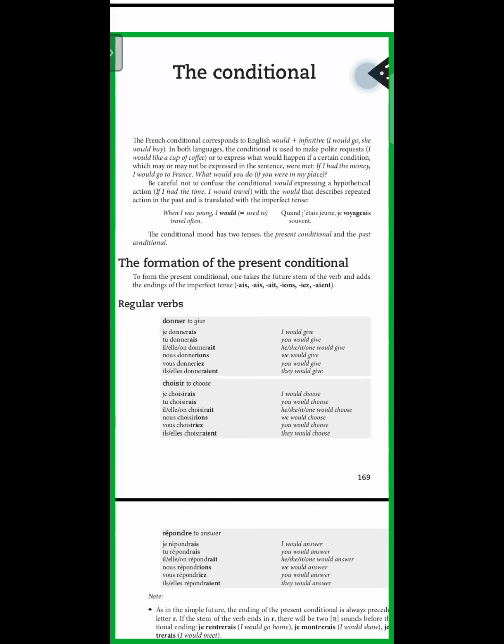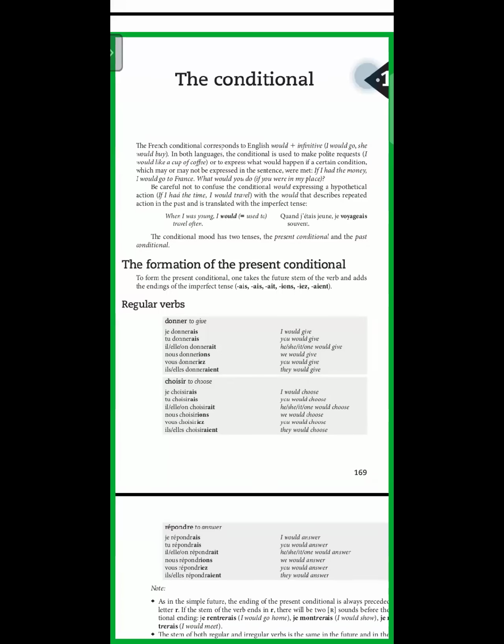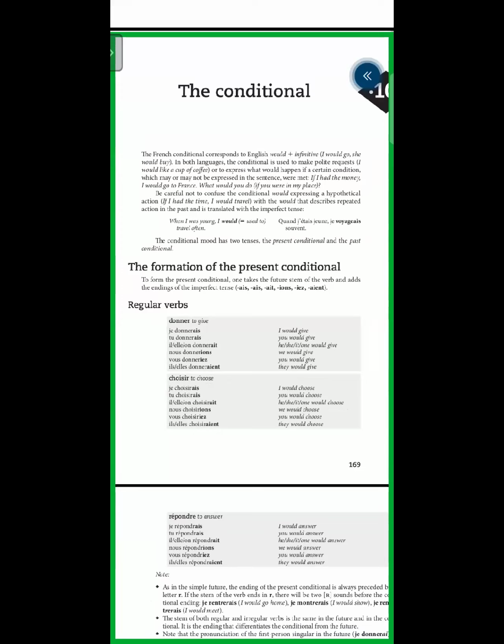Let's see the conjugation, the formation. Go ahead, ma'am. Formation of the present conditional. To form the present conditional, one takes the future stem of the verb and adds the endings of the imperfect tense as AIS, AIS, AIT, IONS, IEZ, AIENT.